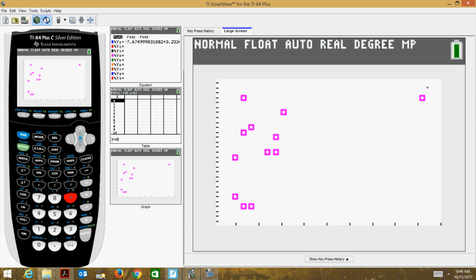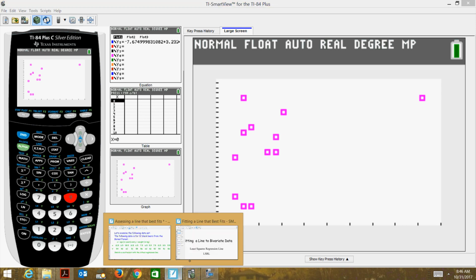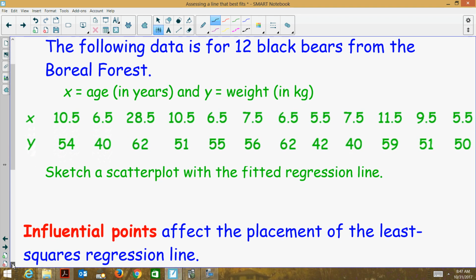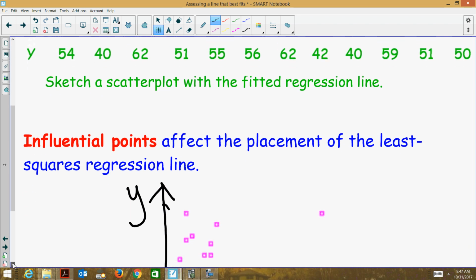However, we have a really strong point on the outside of this data. It is on the far right side and it's not very close to the other data points. So what does this say about our data set? We would consider this point an influential point.